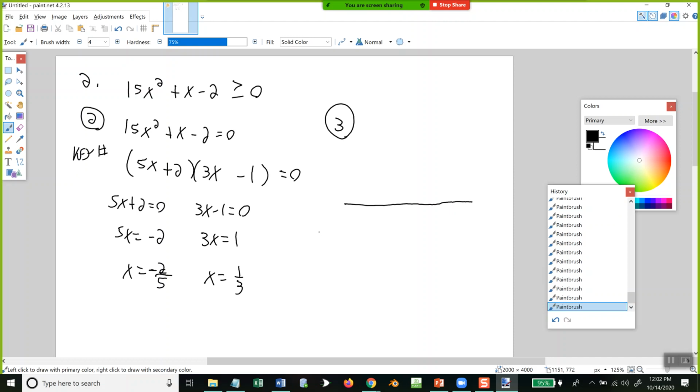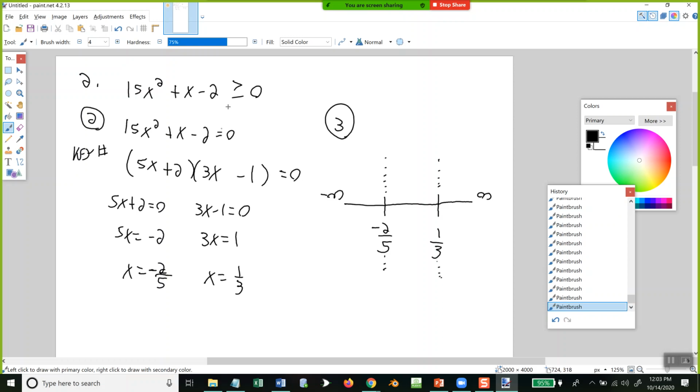Okay, step 3. We want to use our critical values we just found to build a table of intervals. So here's -2/5. Here's +1/3. Over here is -infinity. Over here is +infinity. These split them up into intervals. This first interval is -infinity to -2/5. This next one is -2/5 to 1/3. This last interval is 1/3 to +infinity.